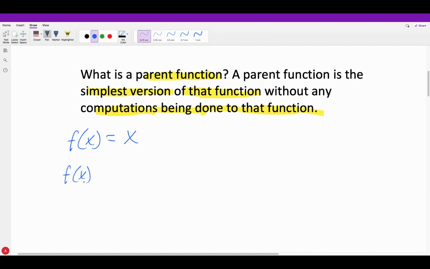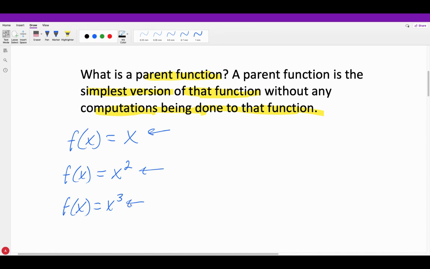So the other parent functions that you'll learn in the future, not this year or maybe later this year, are quadratics, so it's just x squared. Our next one that you might have is x cubed, so it's our cubic function, and so on and so forth. So all these are different functions that we have, and they're our parent functions, which is our most basic version of these types. And when we talk about translations or things happening to our graphs, we always are comparing it back to this parent function.